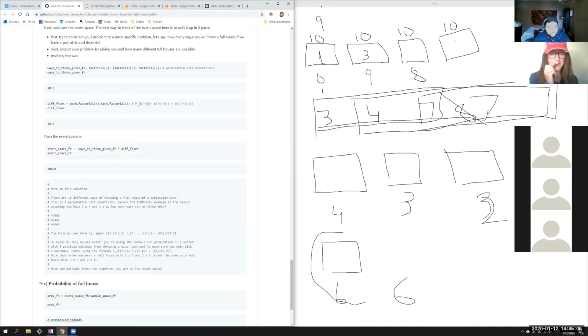They're using the formula for permutations of a subset, right? And we use permutations of a subset to find the number of possible arrangements of k items from n total items, right? That's right. So factorial 6 then is the number of unique combinations of 6 outcomes.